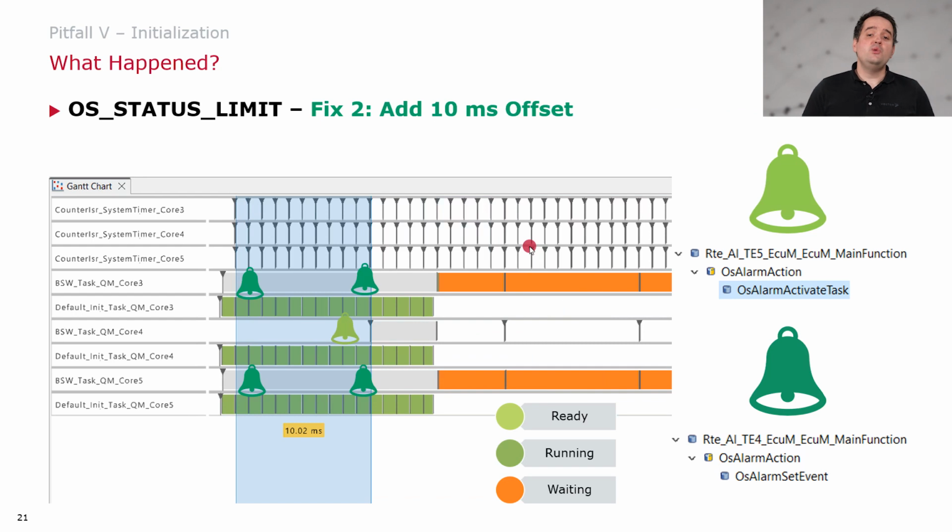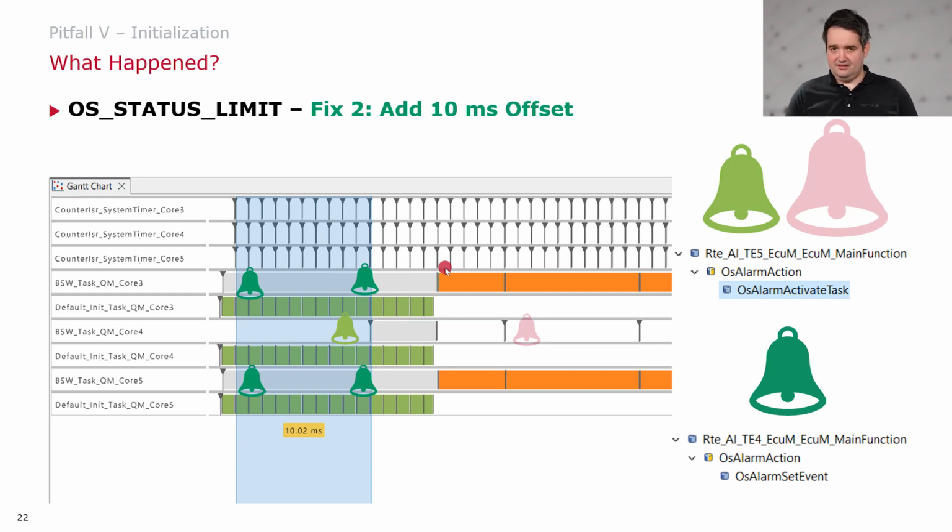Let's find another fix. We can add a 10 millisecond initial offset. So what will happen in here is the first expiry of the alarm is shifted by 10 milliseconds. Again, you see this in here. The first instance on core 4 is now expiring in here, and from there on we have 10 milliseconds time before the next alarm is expiring. So the ECUM main function, the task itself, should be called in between. Also here you see all the 3 cores are running back up again, so we resolved the error hook by not touching its implementation.